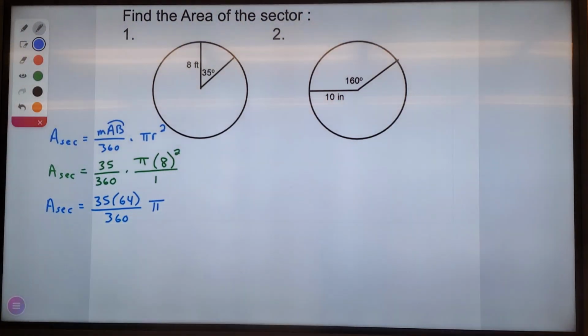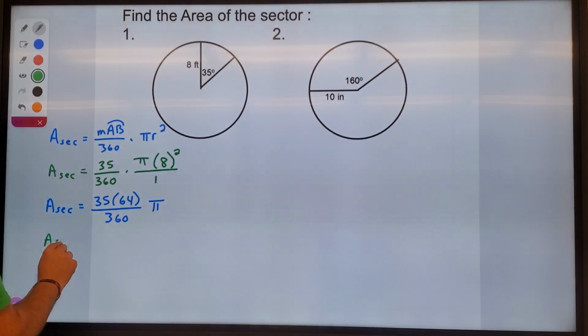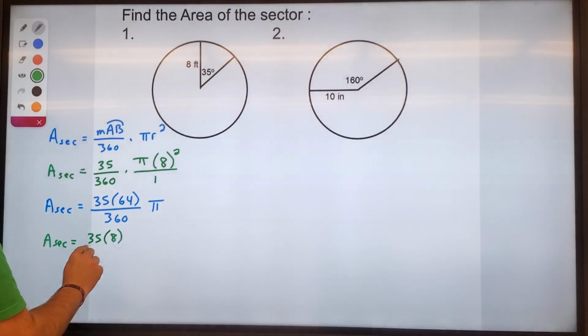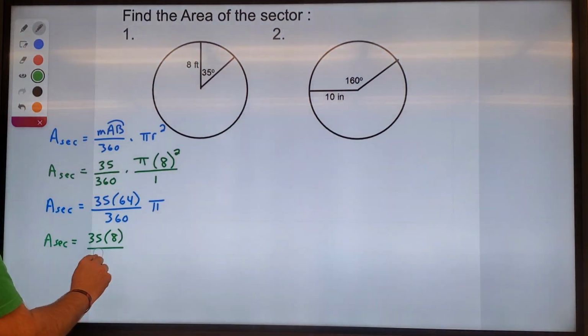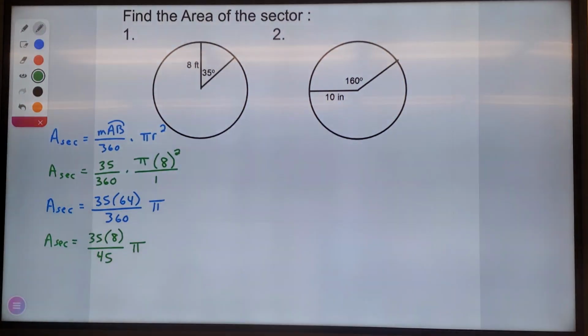Okay. I'm going to divide 64 and 360 by 8. Which is going to be the area of a sector is equal to 35 times 8 over 45. Okay, and again, piece this apart as you need to. Take as much time as you need. If you need to look at it and say, okay, 64 and 360 are even, and just divide by 2, that's fine. Divide by 2, then divide by 2 again, then divide by 2 again, and then we would be here where we're at. Okay.